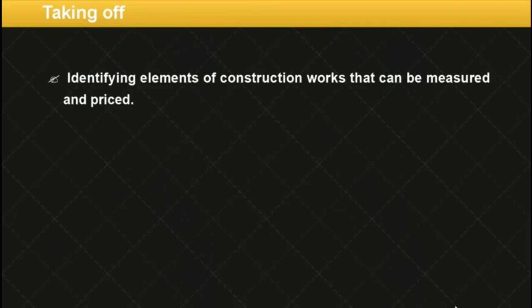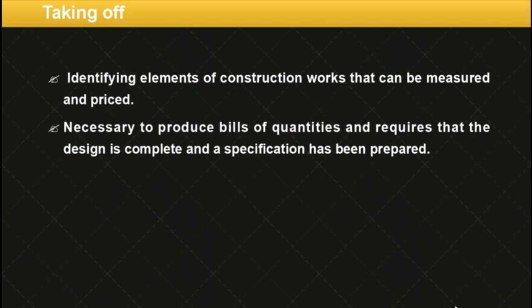There are several methods of preparing bill of quantities. The traditional method can be broken down into two main processes, which are taking off and working up. Taking off is the process of identifying elements of construction works that can be measured and priced. This is necessary to produce bills of quantities and requires that the design is complete and a specification has been prepared.